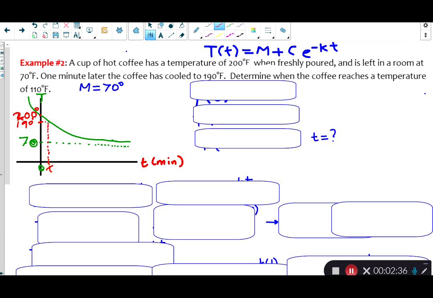Because time is given to us in minutes, we're going to use it in our problem, so the final answer will also turn up in terms of minutes. So what else do we know? One minute later, the coffee has cooled off to 190 degrees. They want to know when the coffee reaches a temperature of 110 degrees. So we know somewhere below here and above 70 is 110, again, very roughly speaking.